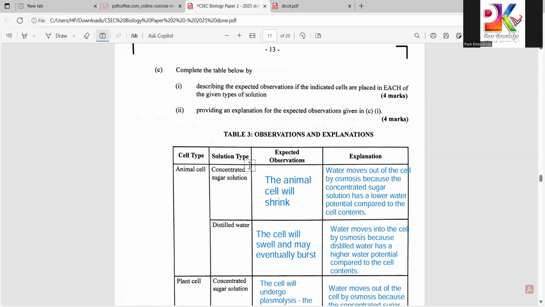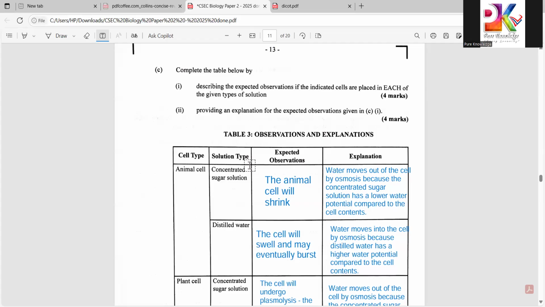Why? Because water will be moving out of the cell by osmosis. Because the concentrated sugar solution has a lower water potential compared to the cell contents, right? So the concentrated sugar has less water. So the water is going to move from the cell, which has a high concentration. So remember, osmosis is water molecules moving from a place of high concentration, which is inside the cell, to a place of low concentration, the concentrated sugar solution, to try and balance it out.